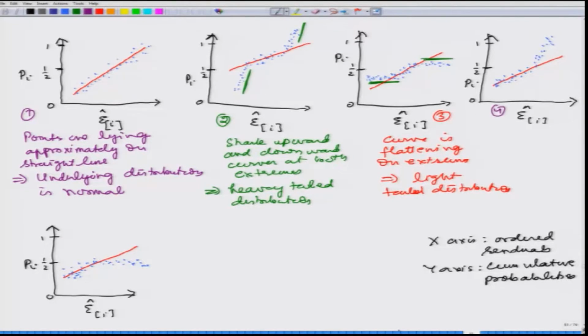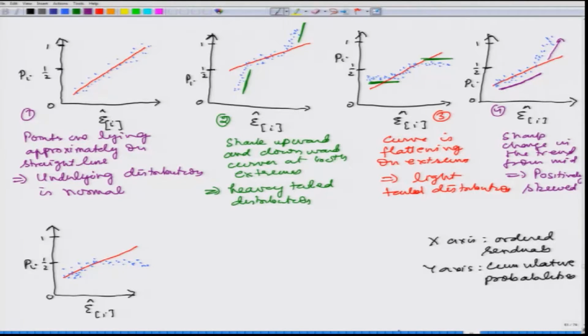Now in figure number 4, we can observe that all the points are initially lying close to the straight line, and suddenly from the mid there is a sharp change in this direction. So one can observe here that there is a sharp change in the trend from the mid, and this indicates that the observations are coming from a distribution which is positively skewed.